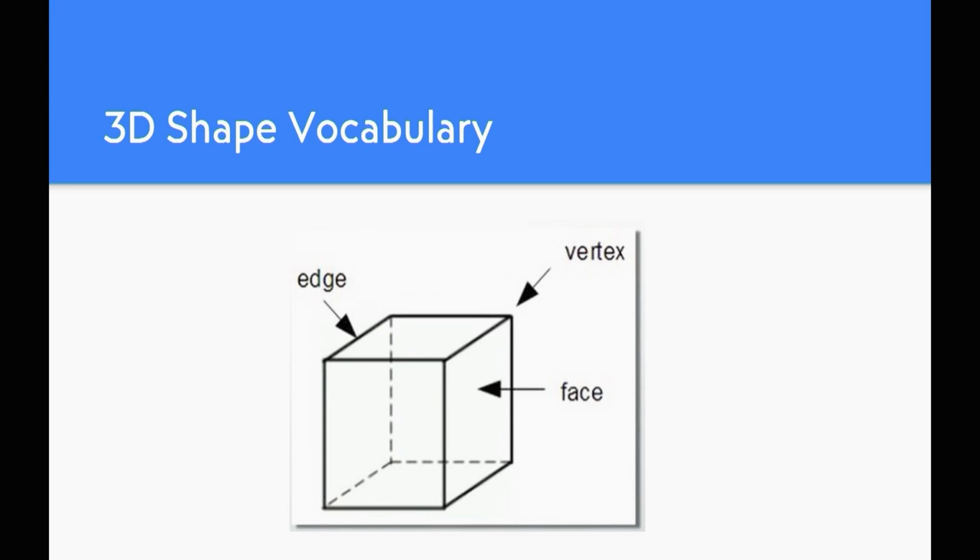A vertex or corner is formed when 2 edges meet. Look at your cube again. How many vertices, the plural of vertex, can you count? On a cube, there are 8 vertices.